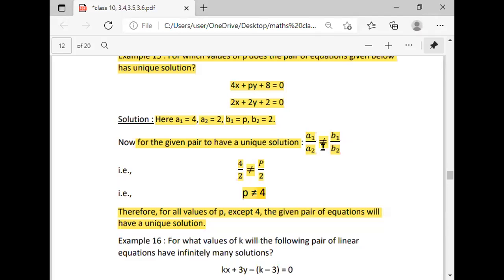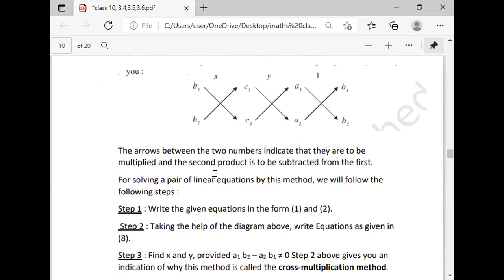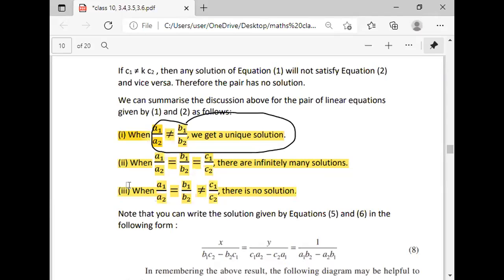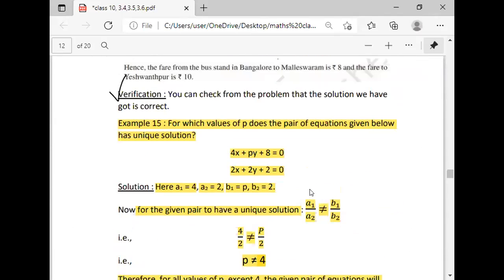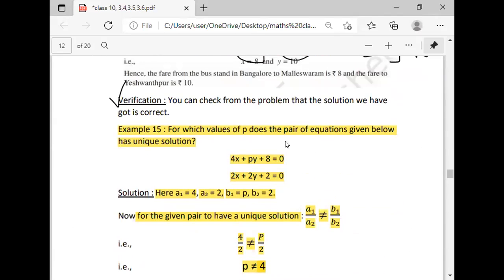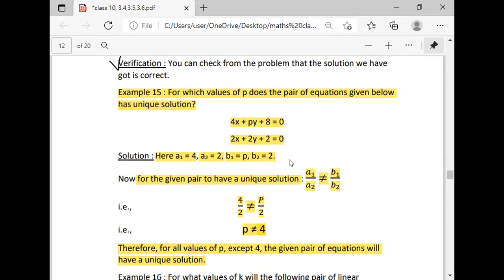Okay, no solution. How can we say that? See, look here. When A1 by A2 is equal to B1 by B2 is not equal to C1 by C2, then we can say that it has no solution. But here, we can say that if the value of P is any number other than 4, then it will have a unique solution.